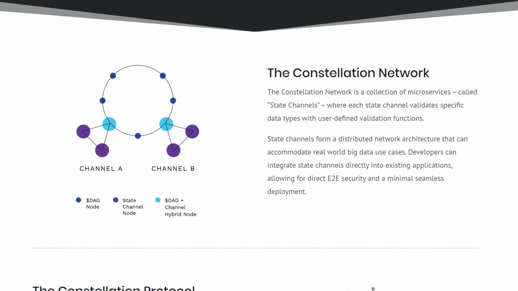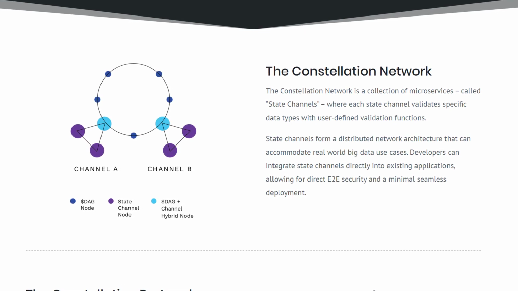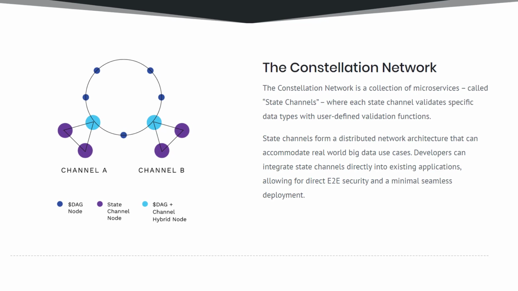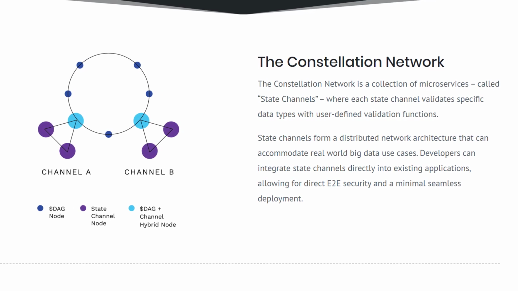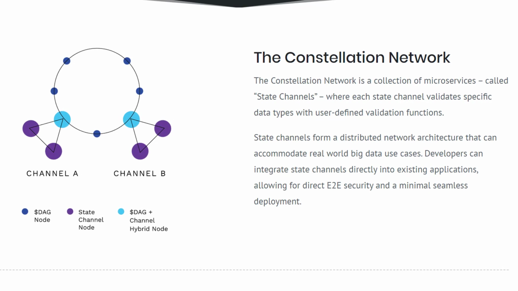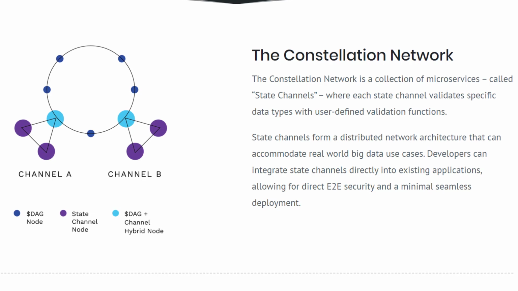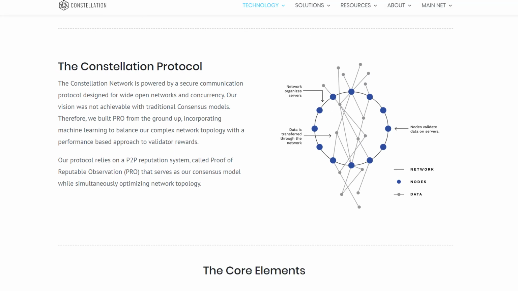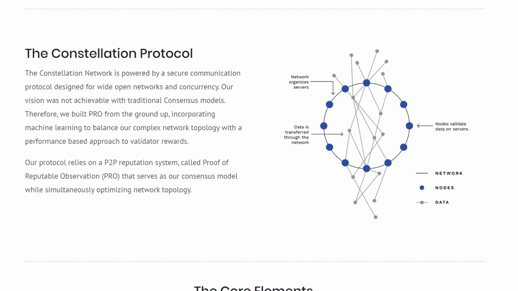These nodes create state channels between each other, where each state channel validates specific data types with user-defined validation functions. State channels form a distributed network architecture that can accommodate real-world big data use cases. Developers can integrate state channels directly into existing applications, allowing for direct end-to-end security and minimal, seamless deployment. This DAG network achieves consensus via a consensus mechanism called proof of reputable observation.